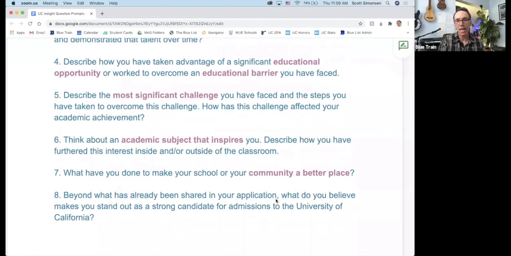So moving on to the next one, an academic subject that inspires you. All right. So what's the important part of this one? And why is this essay one of the ones that we do encourage a lot of students to do? Any thinking? It's a way for people to get passionate. It is a way for people to get passionate. And why is it important for the college to know they're passionate about this particular thing per se?